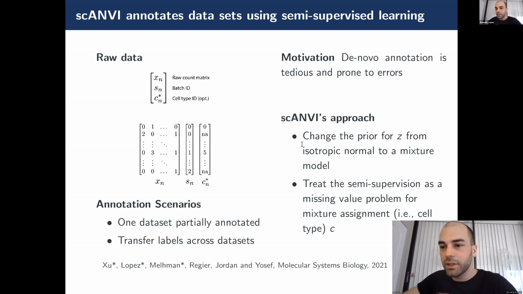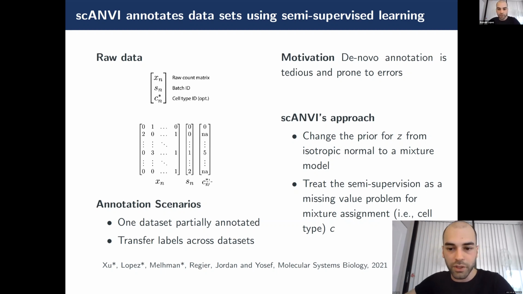And the way we did it is we basically extended the scVI by changing the prior in Z from isotropic normal to a mixture of Gaussians. I mean, it's not a mixture of Gaussians, it's a mixture model. And this C here becomes the mixture assignment, like which cell type it came from. And when you don't see which cell type it is, you have a neural net in a variational distribution for the cell type assignment itself. So you can read this manuscript.